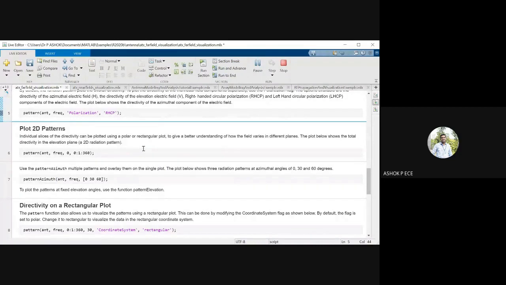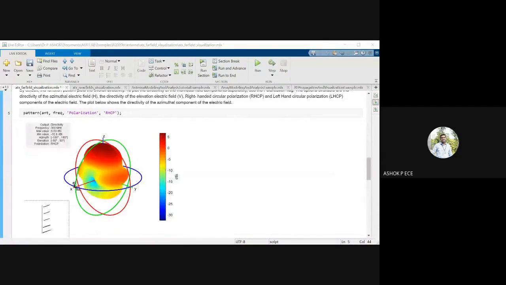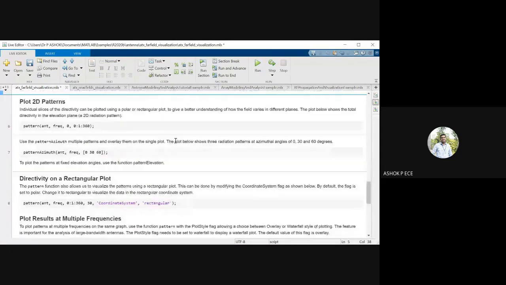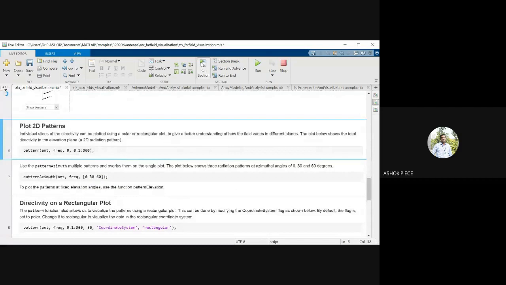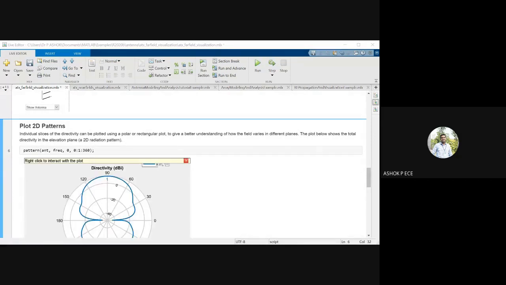For this antenna, I think it is a linear antenna, right? So RHCP will be almost like your H only. Only for circularly shaped antennas will you have RHCP, LHCP, but for all these linear antennas, you will have H and V, horizontal and vertical only. You can see how the horizontal and vertical polarizations look like. Then the 2D pattern, how to plot the 2 dimensions of your radiation pattern. 2D means you are plotting both the horizontal azimuth angle and the vertical elevation angle.